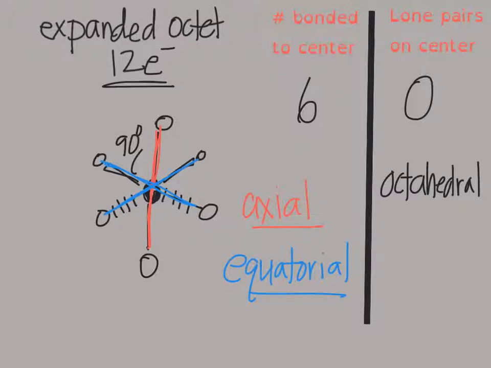Only specific elements can take on 10 or 12 electrons. Not every single element can. So what you need to do when you're deciding what shape your molecule actually takes on is you have to draw the Lewis structure and then look at the center, deciding how many bonds and lone pairs you have, and that will allow you to predict the shape.